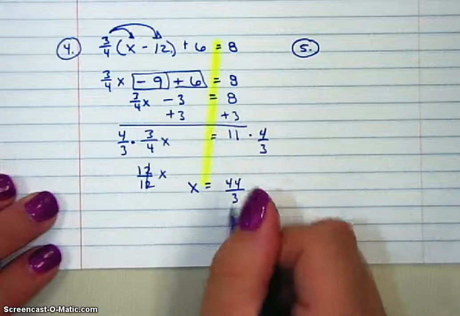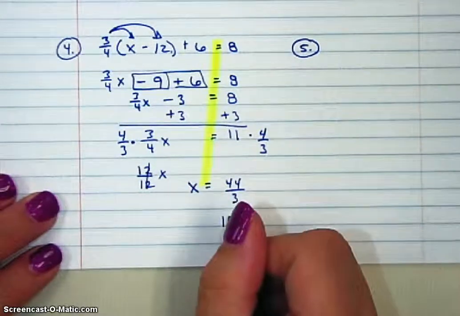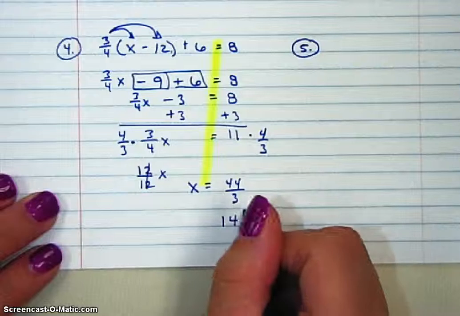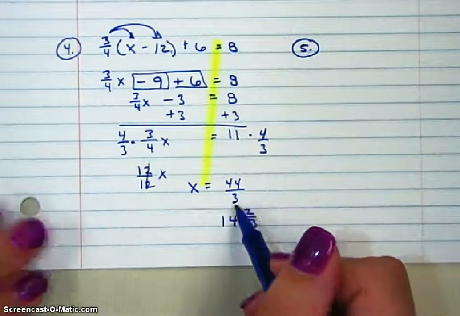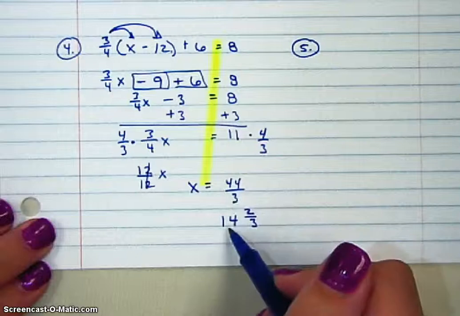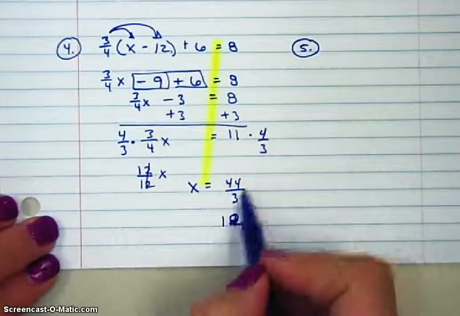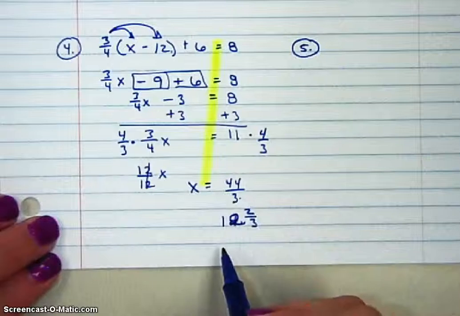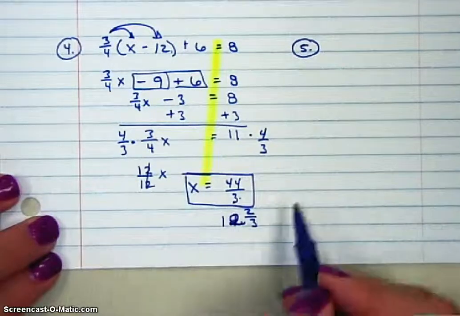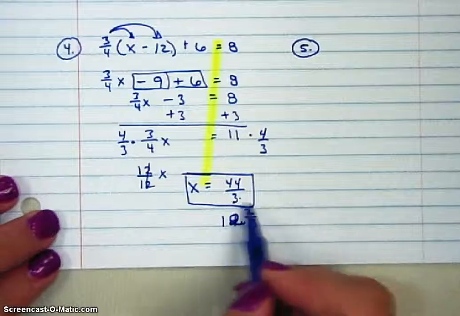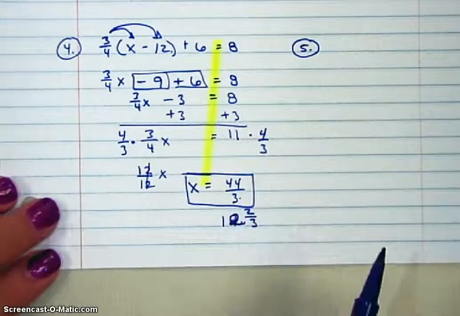Or you could also say 14 2/3. Either of these answers, I believe that's right. Let's try 12 and 2/3. I'm sorry, 44 over 3 or 14 and 2/3 would both be correct. You cannot give a decimal answer here. It will not be exact. But 44 over 3 is good. 14 and 2/3 is also good.